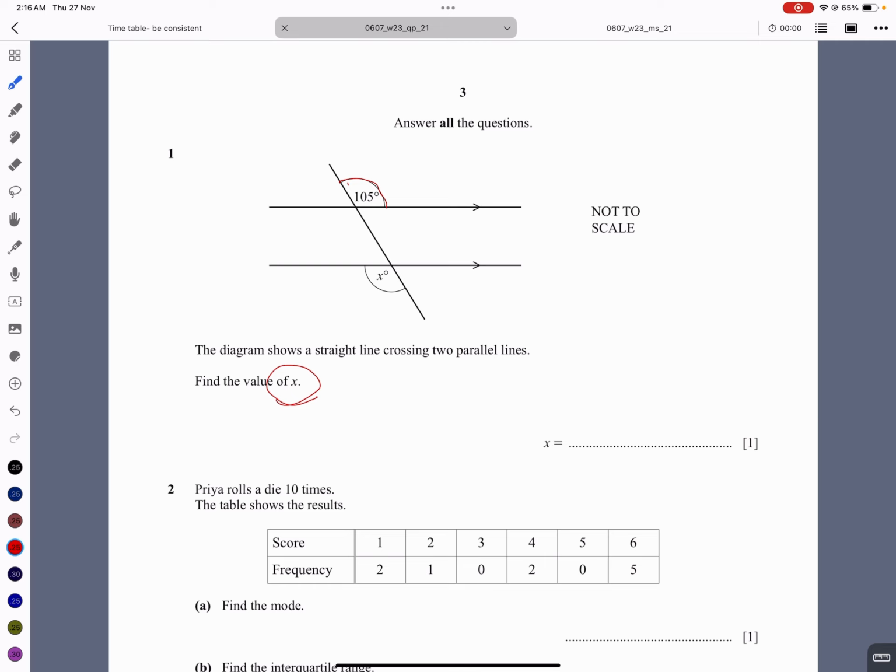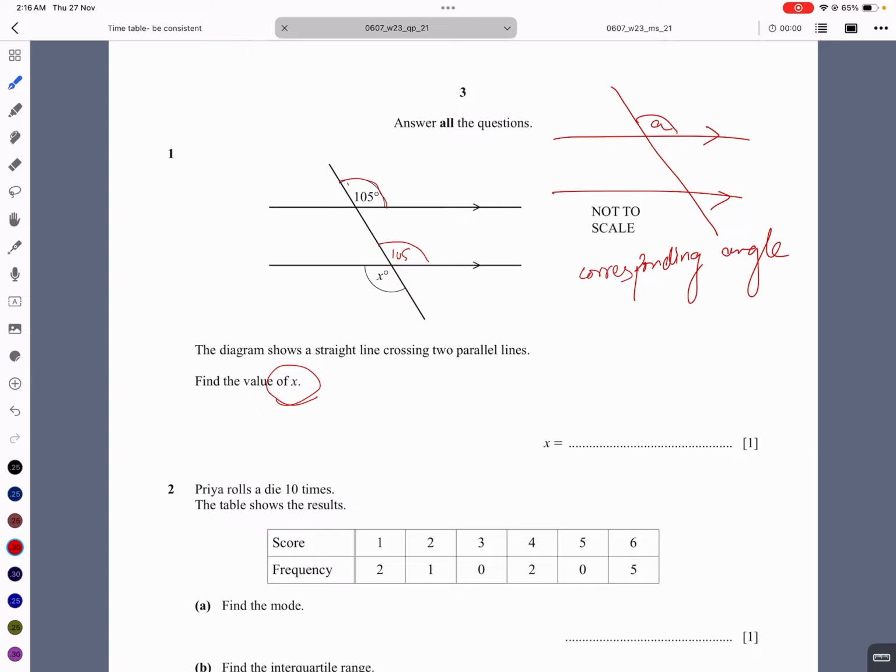So if this angle is given over here, this angle will also be 105 if you have studied corresponding angles. In corresponding angles, if there are two parallel lines and they are cut by a transversal line, this angle will be equal to this angle. And then there is another rule, vertically opposite angles are equal, so this angle will also be 105. There are many other ways to solve this question. If you are applying another rule to reach the answer, that's also fine. So the answer is 105.